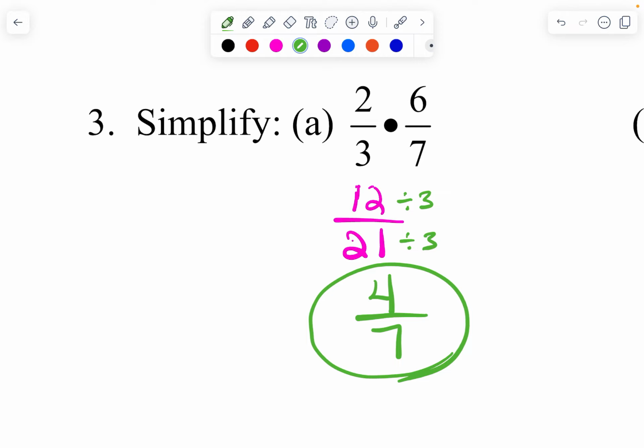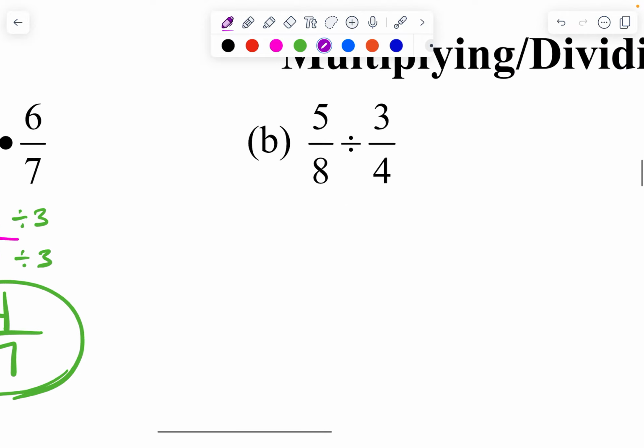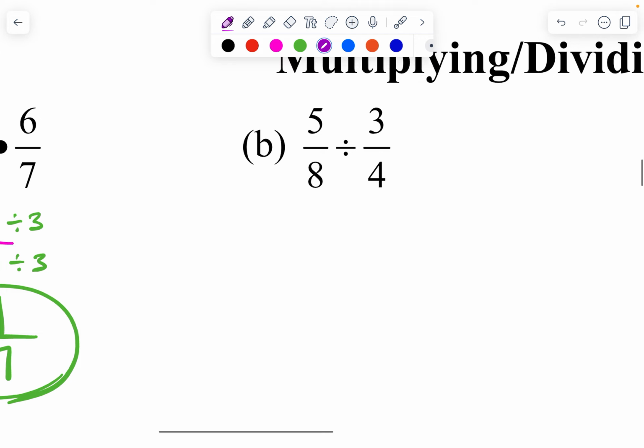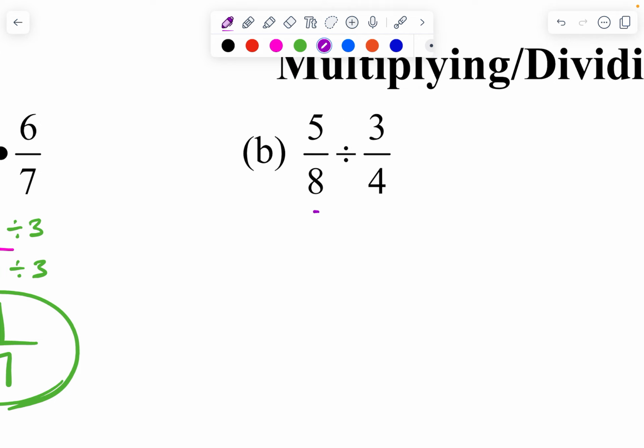Okay, that's part A. Now, part B has division. I don't care how good you are at math, nobody ever divides fractions. What you do is you keep the first fraction the same, so 5 over 8. We're going to change division to multiplication. So I'm going to use my little multiplication dot. And then we're going to flip this second fraction over. The mathematical term for this is you are multiplying by the reciprocal. So that's going to be 4 over 3.